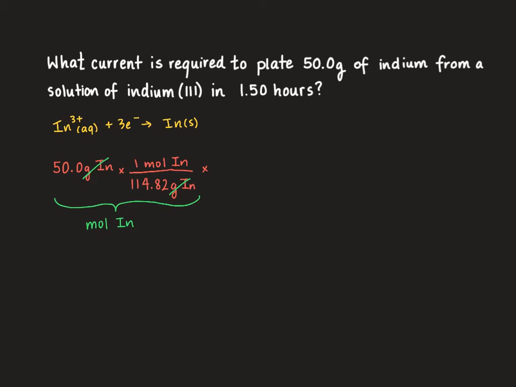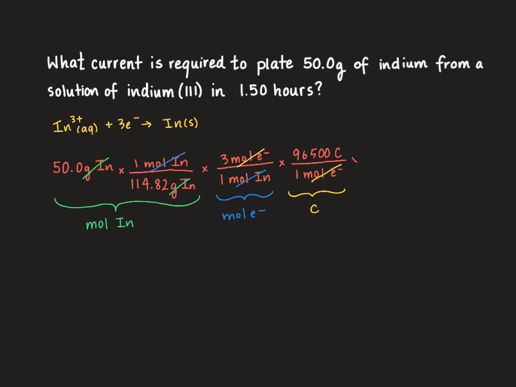Our next step is going to be turning moles of indium into moles of electrons. From our half reaction, we know that for every 1 mole of indium we plate, we use 3 moles of electrons. So we now have moles of electrons, and our moles of indium will cancel. Next up, we want to turn that moles of electrons into coulombs, or charge. So we know that 1 mole of electrons has a charge of 96,500, or 9.65 times 10 to the 4 coulombs. At this point, we've now solved for coulombs, and our moles of electrons will cancel.